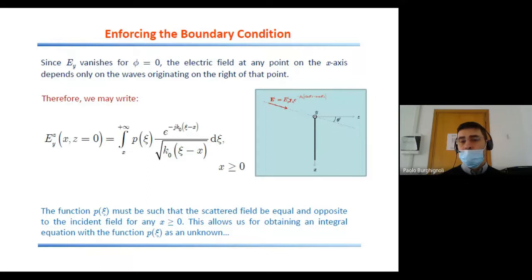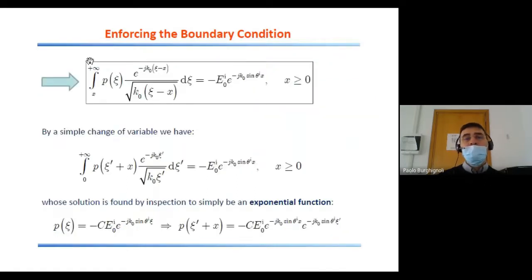And in fact, if we enforce the boundary condition, we obtain an integral equation in which the unknown is p on the left-hand side inside the integral sign, and on the right side we have the field of the incident wave. Okay, this can be solved even if it may not be immediate at a glance, but just change variables in the integrals. So you now let psi be equal to psi prime, so that now the integral is performed from 0 to plus infinity.